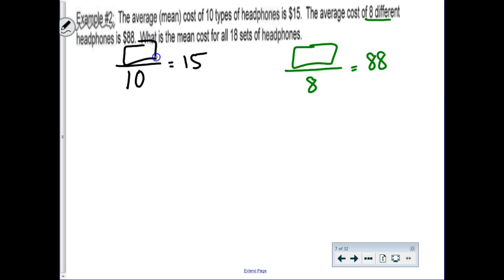All right, so this mystery thing here, which I probably should call a variable, but whatever. Just call it a box for now. Can you solve for it? Just multiply by 10, right? So whatever this number is, it's going to total up to 150. And whatever this number is, if you multiply 88 by 8, what was that? 704, thank you.